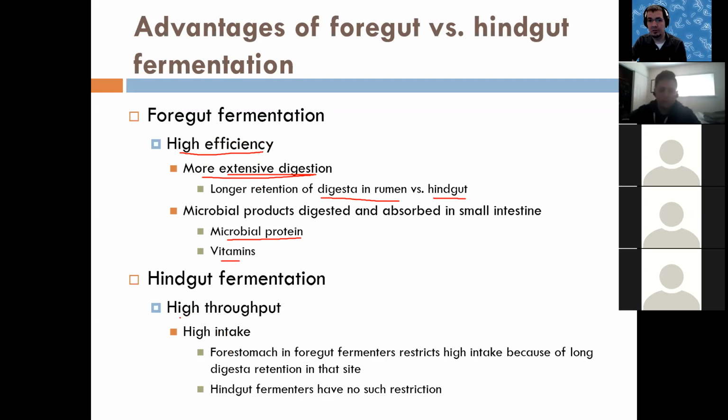Hindgut fermentation is advantageous when there is plenty of food available and the animal can eat a lot. So it's good in a high throughput situation. Hindgut fermenters can have very high intakes. The forestomach in foregut fermenters is a site where digesta can be digested extensively, but it acts as a bottleneck because of long digesta retention in that site. So it's a double-edged sword. You retain digesta for a long time in the foregut. That allows it to be digested extensively, but it also acts as a bottleneck and restricts animals from eating a lot. Hindgut fermenters have no such restriction.